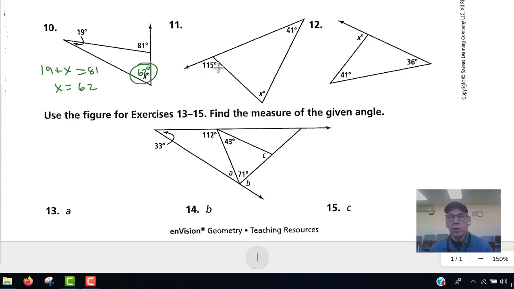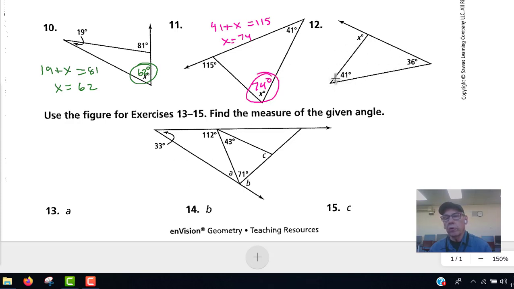Number 11, 41 plus x has to add up to 115. Another exterior angle theorem problem. Take away 41 from both sides. 115 take away 40 is going to be 75. Take away one more is going to be 74. So x is 74 degrees.